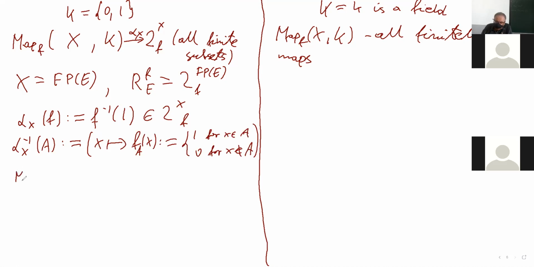Okay? And now I have this naturality diagram where I have, say, map FYK going to map FXK. So I have some finite-to-1 map from X to Y. And now I'm taking its pullback.